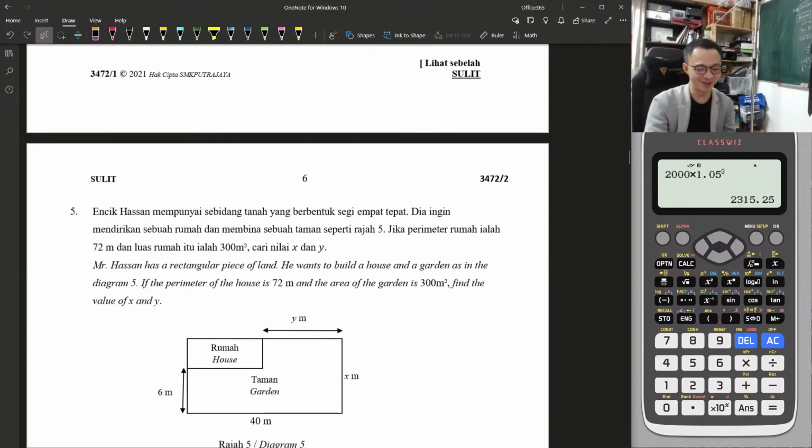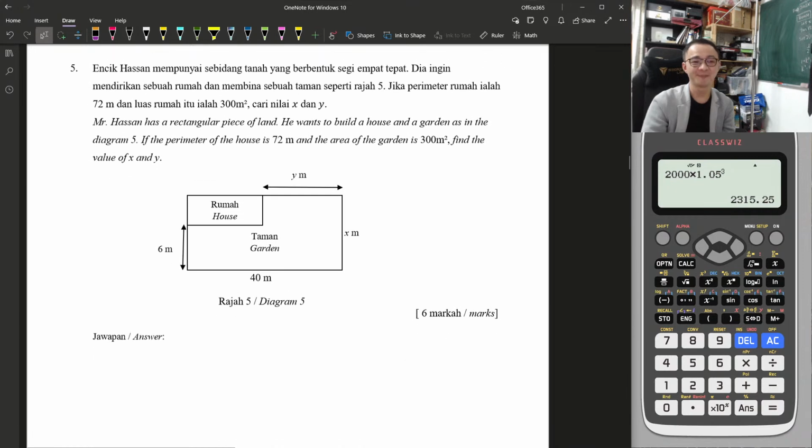Yeah, we have about 70 students staying with me until now. Okay, any more questions you want to ask me before I move on to question number 5?